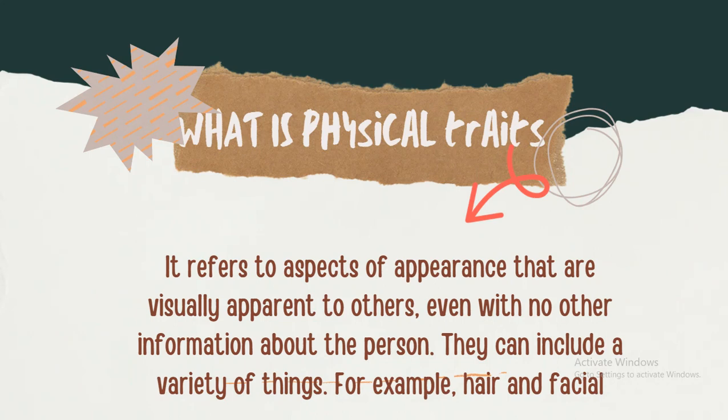Okay, so those are things that you already know. So now you also have to identify the physical traits of something or the noun. So what are physical traits? Physical traits are the aspects of appearance that are visually apparent to others. Physical traits, in other words, are the things that you can see with your eyes. Like I told you before, the examples like shape, color, patterns, and more.